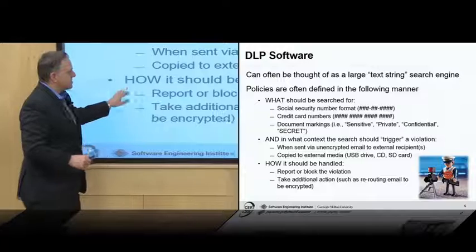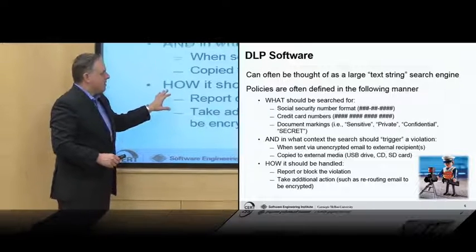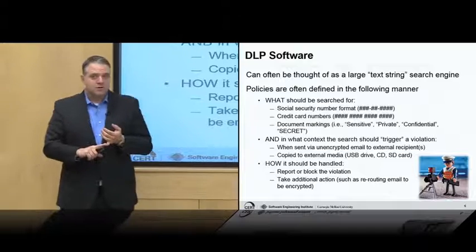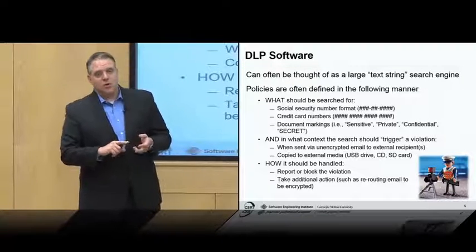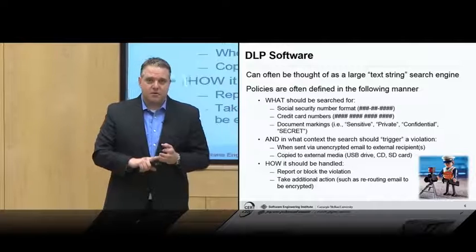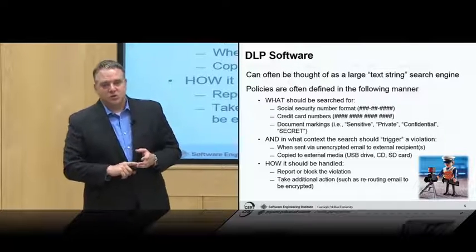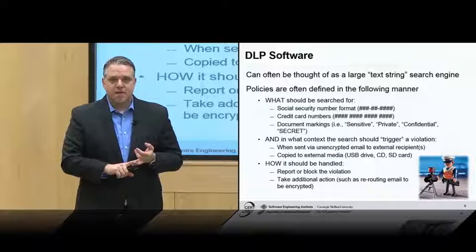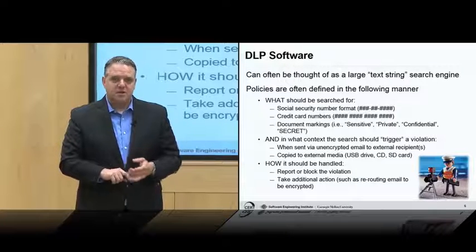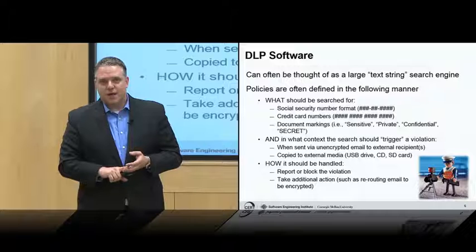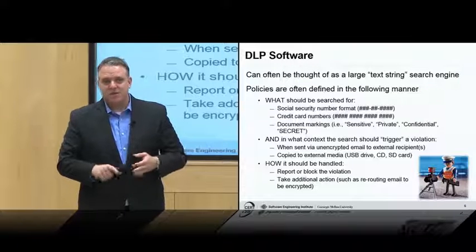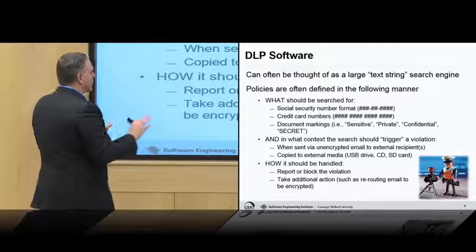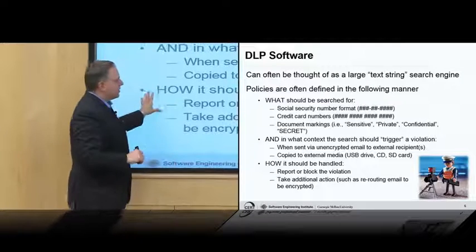The last thing you should set within your policy is how should it be handled? What should I do about it? Should I just report the fact that something occurred, or do I need to proactively block it and prevent it from going out? You can do other things, such as sending the email back and forcing it to be encrypted, or sending it to a privacy and security mailbox so that you're aware of these violations. It's all very granular in what you can do here.